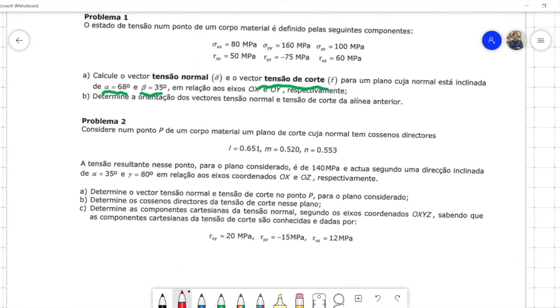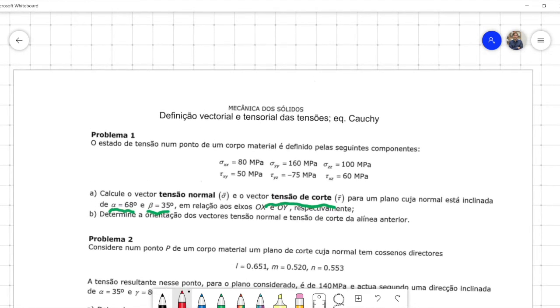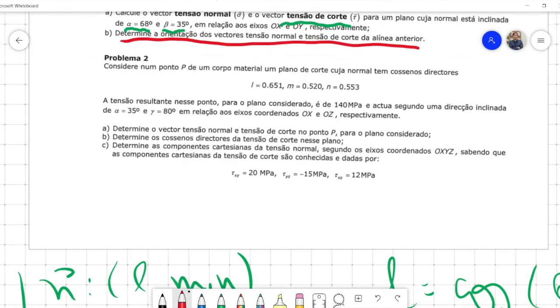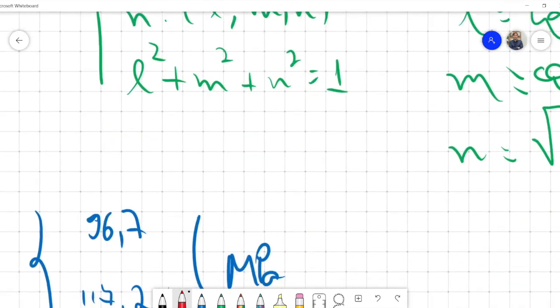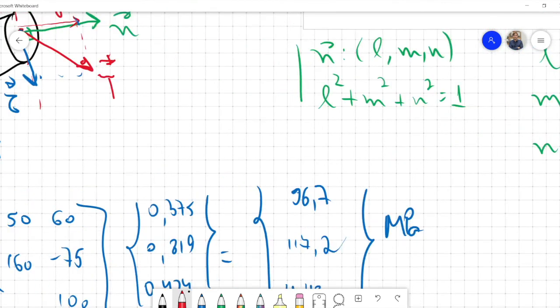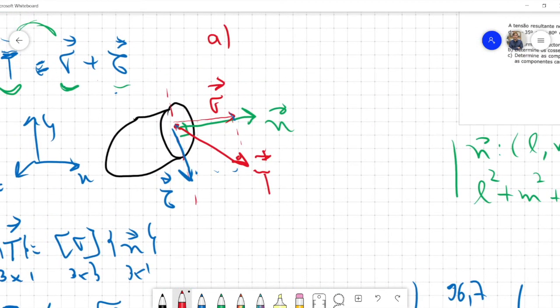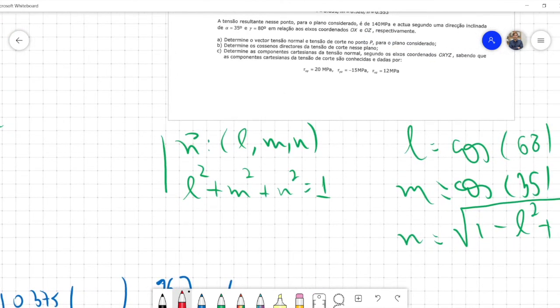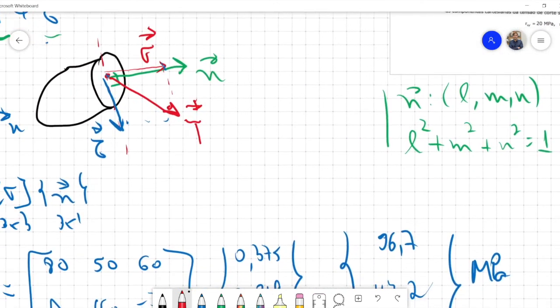This is quite similar. So the second question is to get the orientation of both vectors we defined previously. And guess what? We already know one of the two orientations because the normal stress is actually in the direction of the normal vector. So the orientation is basically the one we already have here. Okay, so this is the answer.